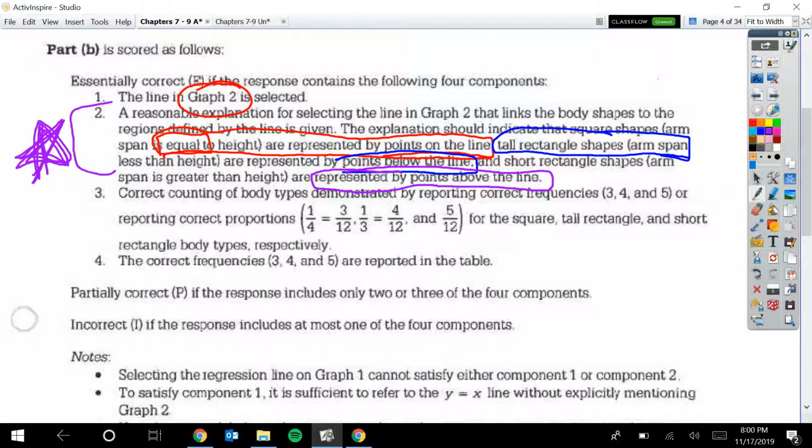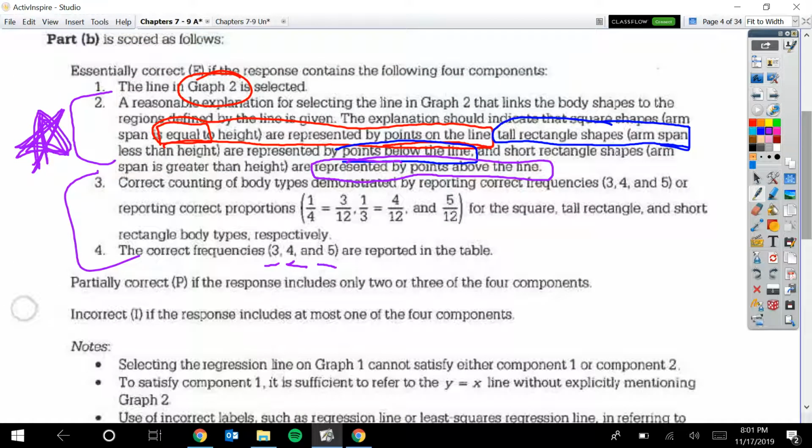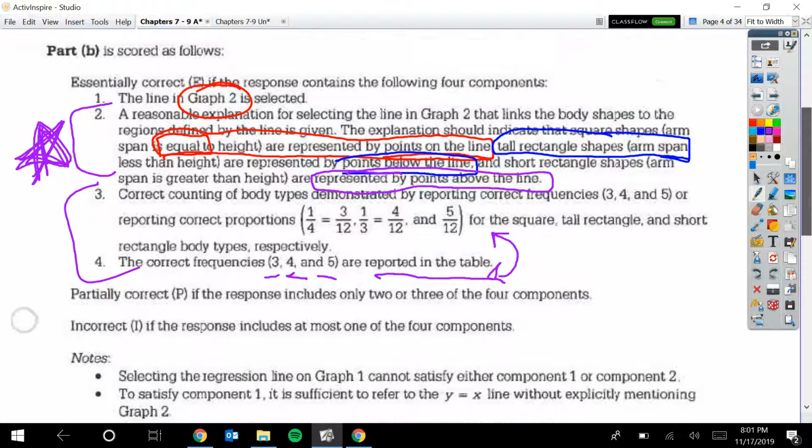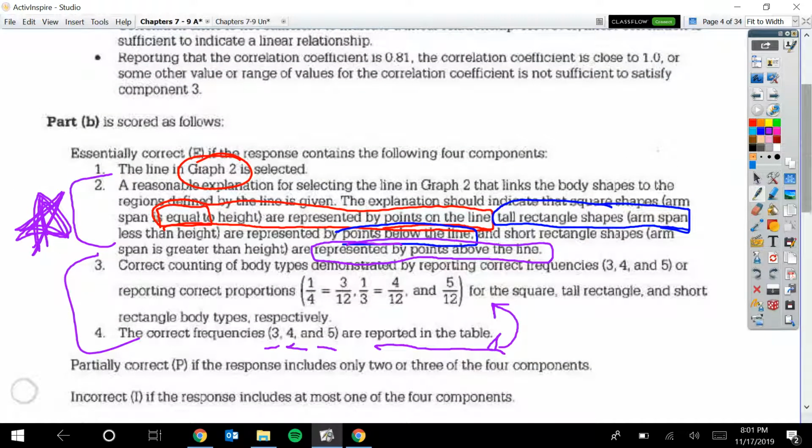And then these parts 3 and 4 can kind of go together. You have to then just say there were 3 in the first, 4 in the second, and 5 in the third, okay, to correctly count those. All right, if you got all of those 4 sections, and what happens is if you just reported them in the table, that counts for this part 3 and 4 together. So if you want to essentially correct, then you did a really good description.